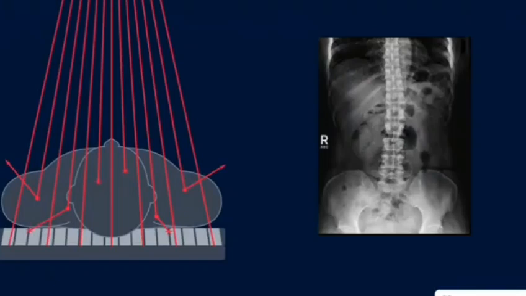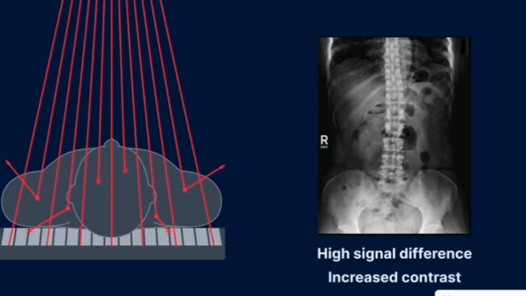A grid is placed between the patient and the image receptor to absorb scatter radiation before it strikes the image receptor. Grids do not decrease the production of scatter within the patient, but they do remove scatter from the beam before it strikes the image receptor. This helps maintain high signal difference in the remnant beam and increases the resulting image contrast. Increasing contrast is the very reason that we use grids.